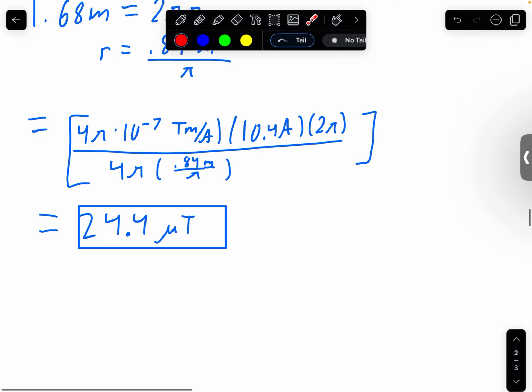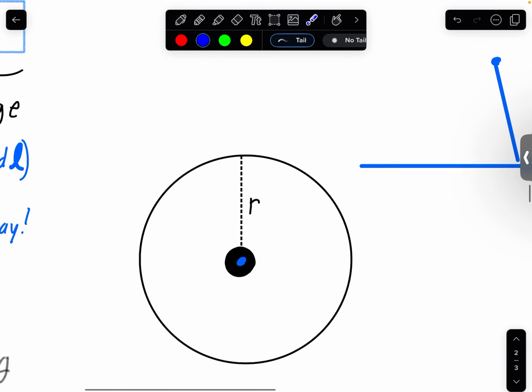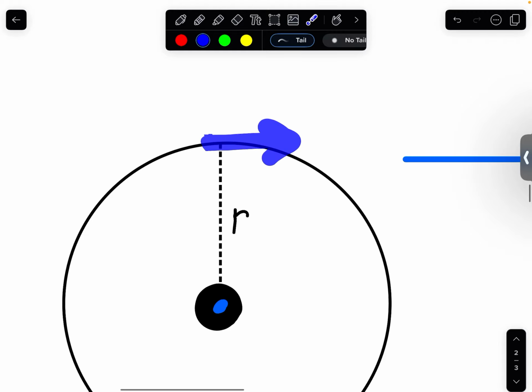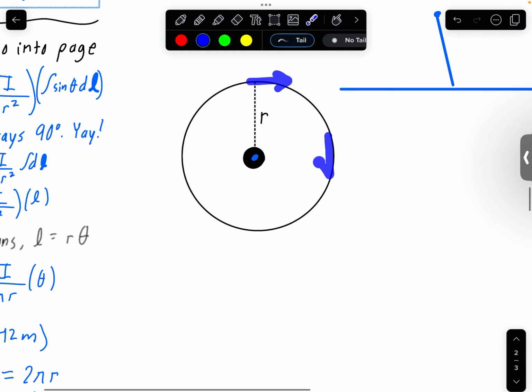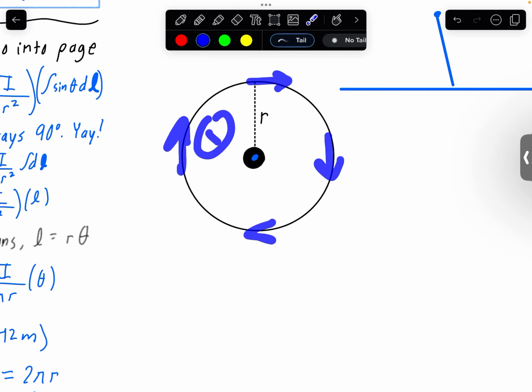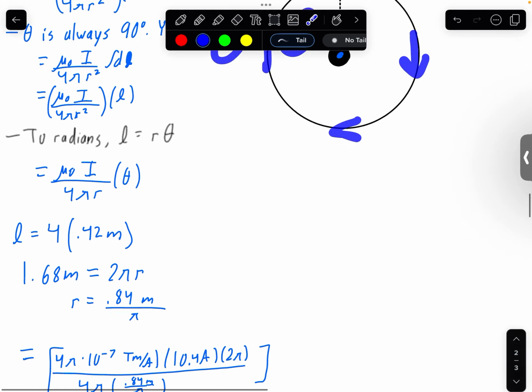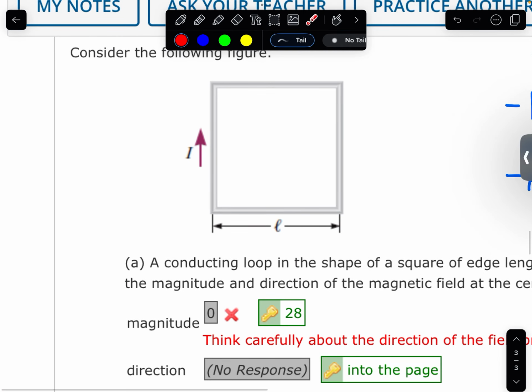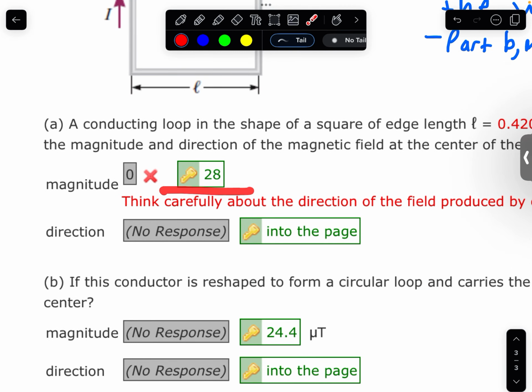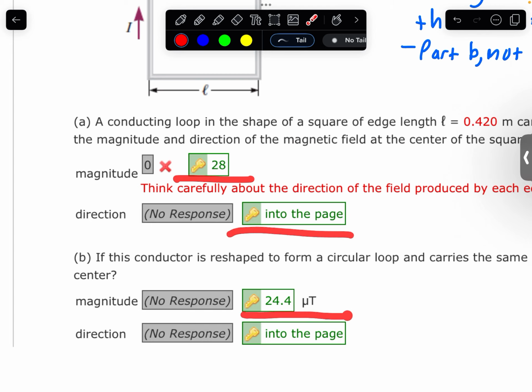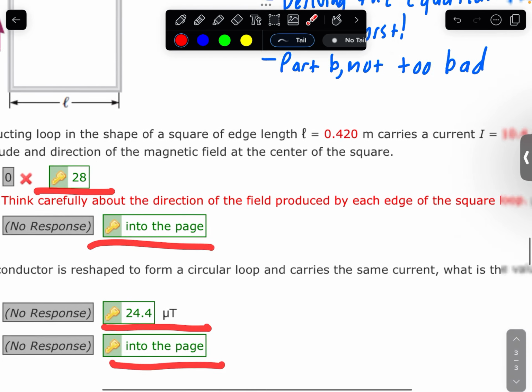It also asks where the magnetic field points, and it's the same idea as before, where this part is inwards, this part is outwards, so we're going to use inwards. Again, 28 microtesla into the page in part A, and 24.4 microtesla into the page in part B. Wonderful.